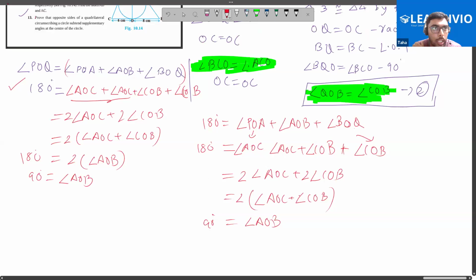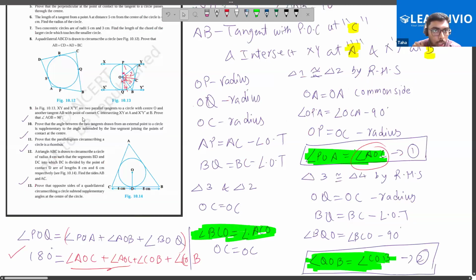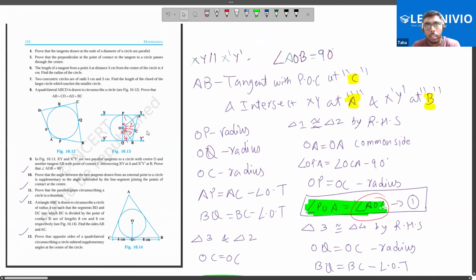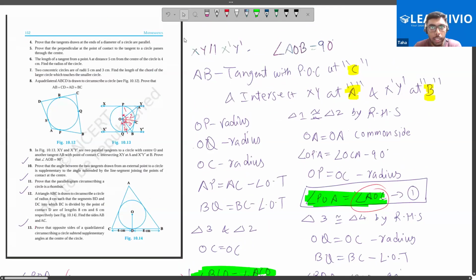Yep. Okay. Yes, sir. Let's move to question number 10 then. Prove that the angle between the two tangents drawn from an external point to a circle is supplementary to the angle subtended by the line segment joining the points of contact at the center. Okay. So we will need to draw a diagram.